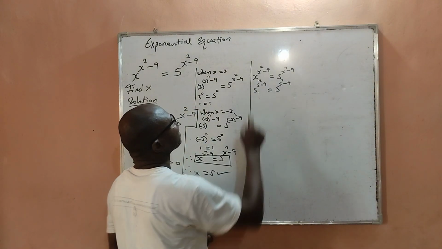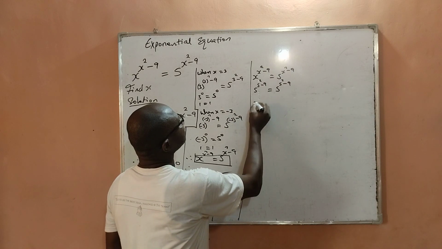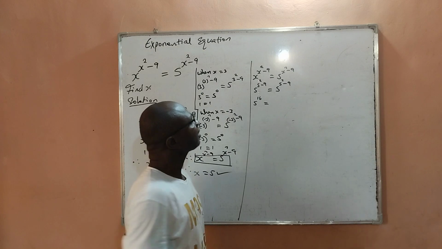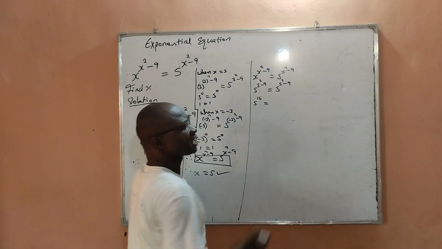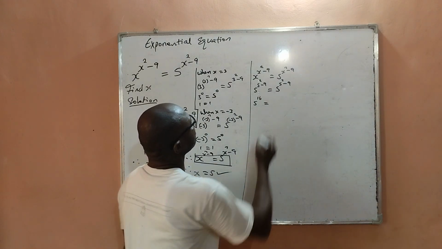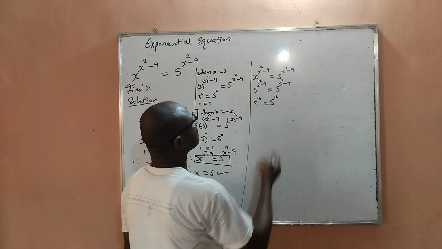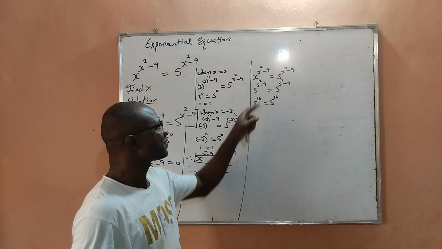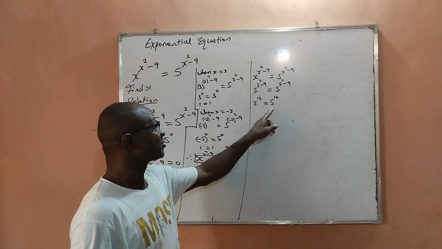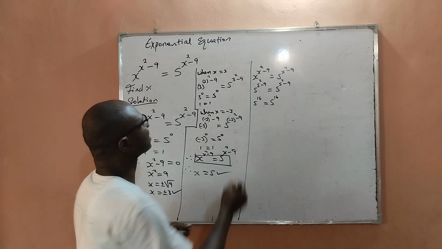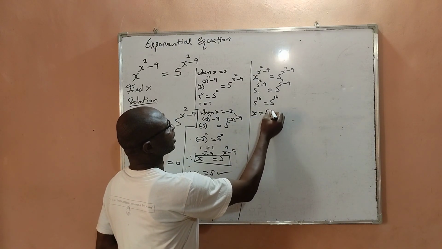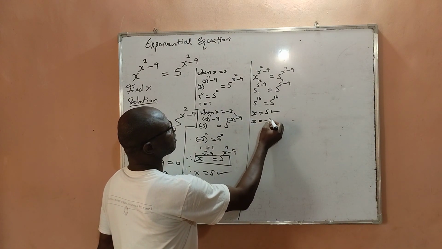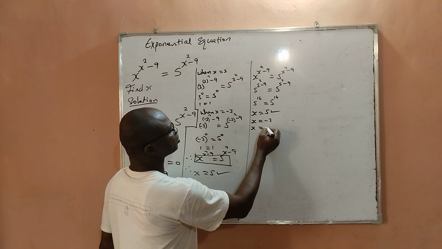Now, 5 raised to the power 2 is 25, and 25 minus 9 will give me 5 raised to the power 16. Also, 5 raised to the power 2 here is 25 minus 9, which is also 5 raised to the power 16. You can now see both sides are equal. By the left hand side, I got 5 raised to the power 16, and by the right hand side, I also got 5 raised to the power 16. This authenticates that the value of x is also equal to 5. Now we have gotten 3. The first one is x equal to minus 3. The second one, x equal to plus 3.